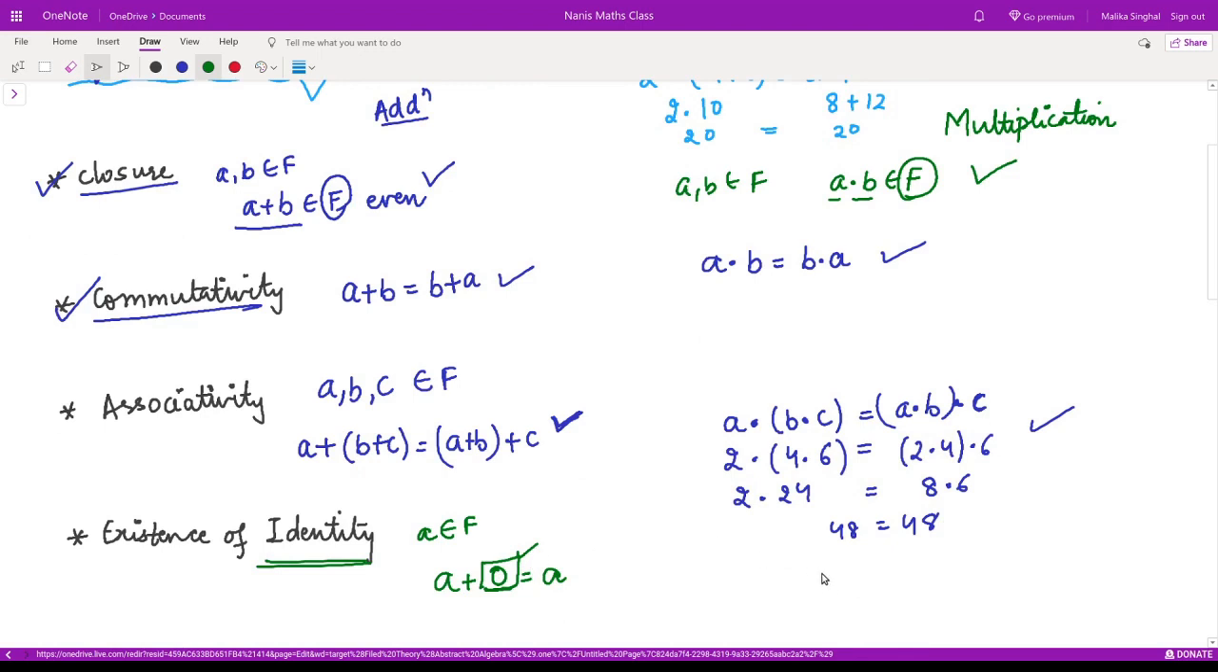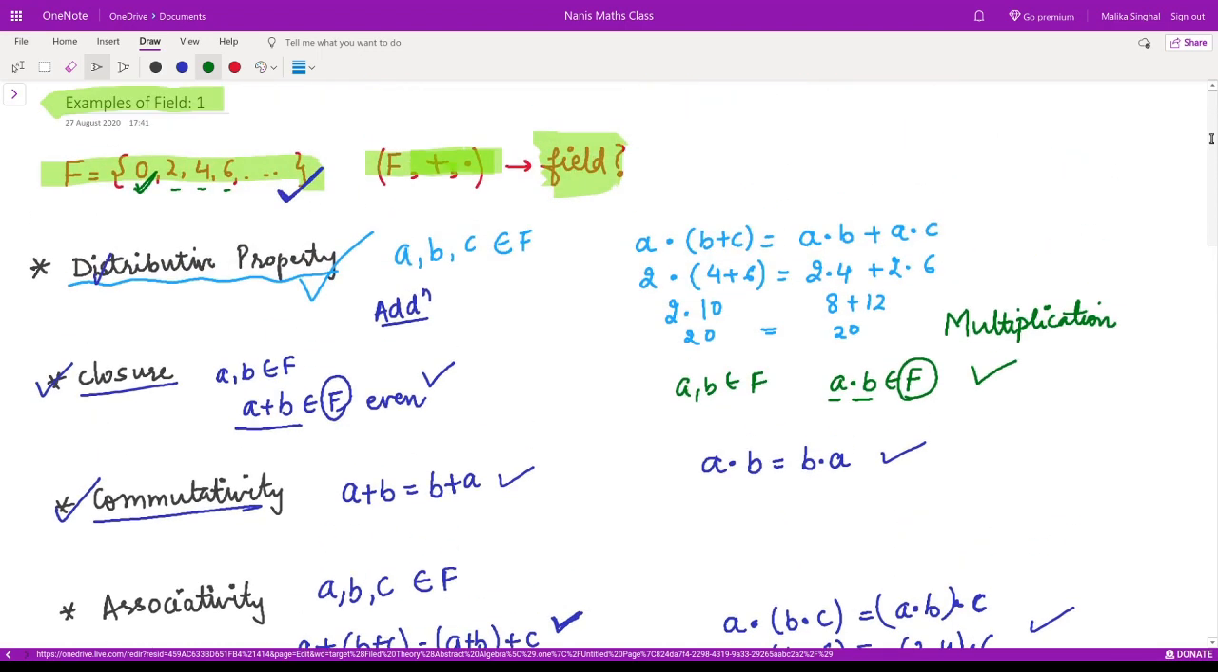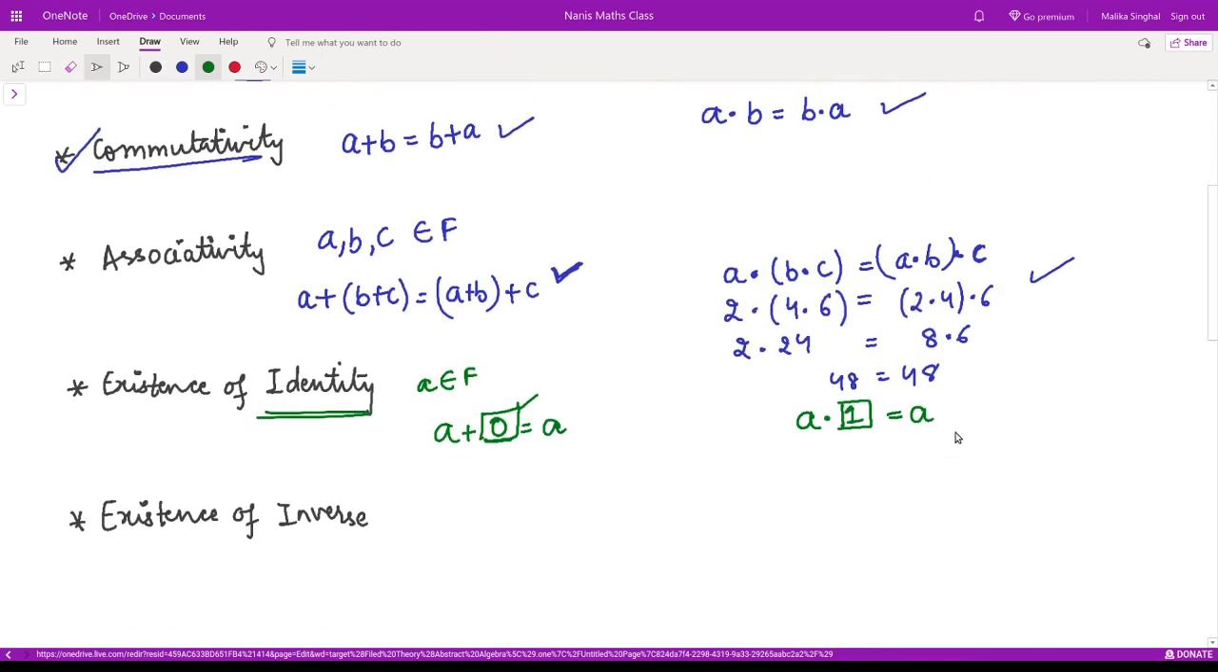Now let us look at the multiplicative identity. What should I multiply with A so that I get A again? It should be 1. But does this 1 belong to our set F? No, it doesn't. So we say that there is no multiplicative identity present in the set. As this one property is not satisfied, the set F together with the operations plus and dot is not a field.